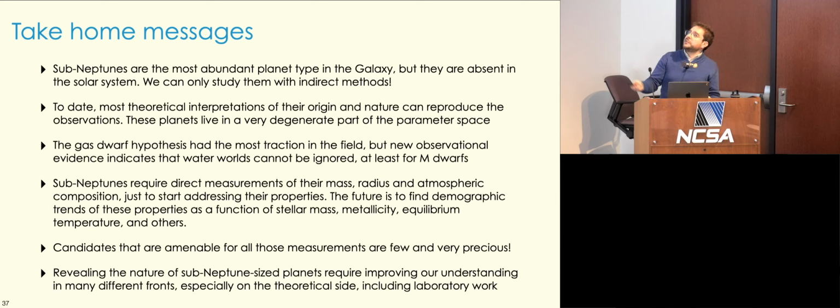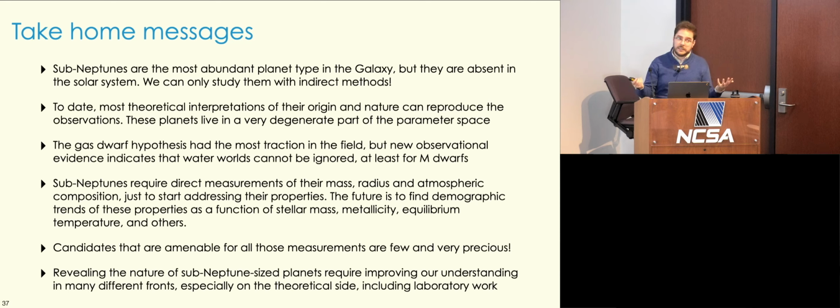And then we need measurements of their mass, their radius, and their atmospheric composition just to get started, right? So the future is to do demographic studies in which we put these properties, measured for all of them, in the context of the stellar mass, the metallicity of the star, the temperature of the planet, and other properties. Those are the only way in which these theories really start making different predictions: what is their frequency, going from M dwarfs to sun-like stars, going from close distances to long distances. These are the only things in which the theories really start to diverge.